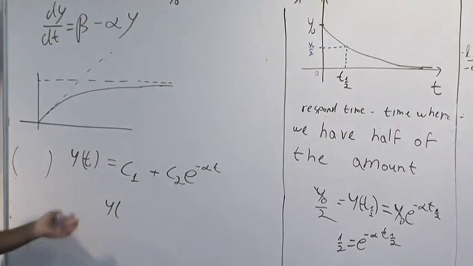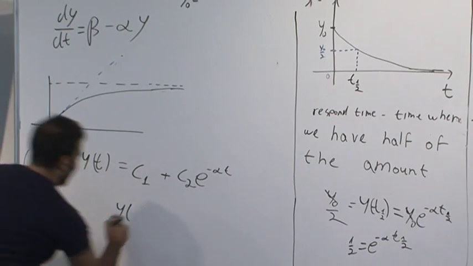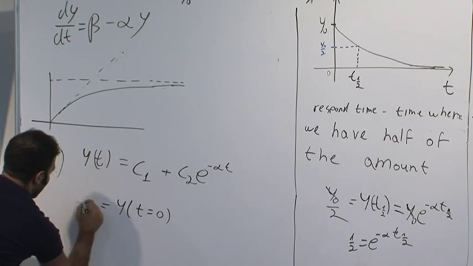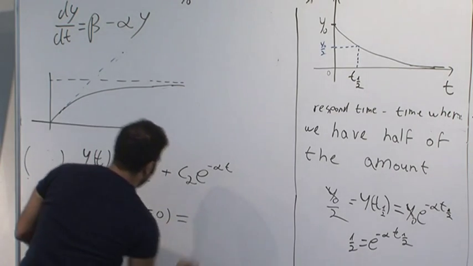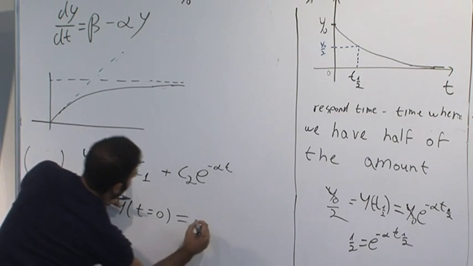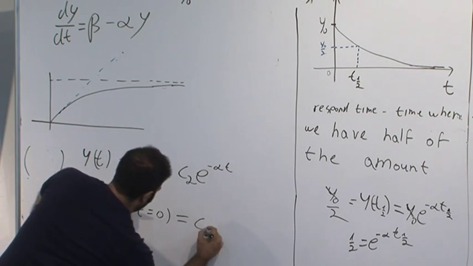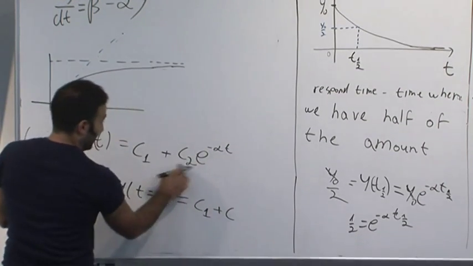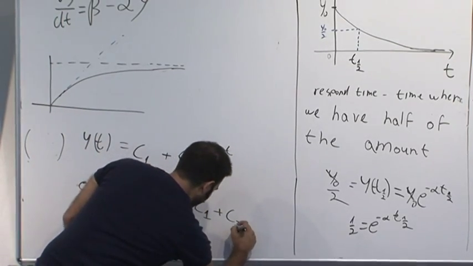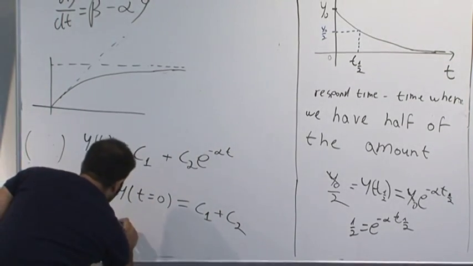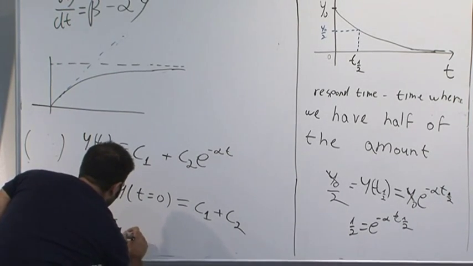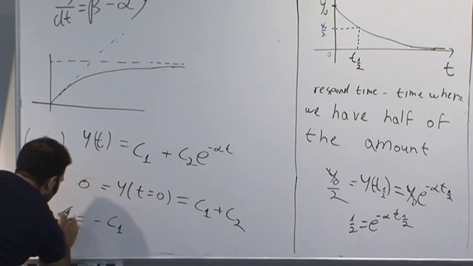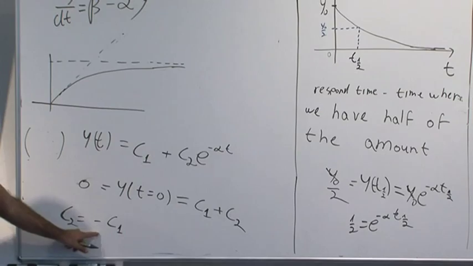We can do it for a more general case, but just for simplicity, I want it to look like this. Okay, y at time 0 equals 0. On the other hand, it equals what? Exactly, C1 plus C2 e to the power of 0, which is C2. And from here we get that C2 equals minus C1.